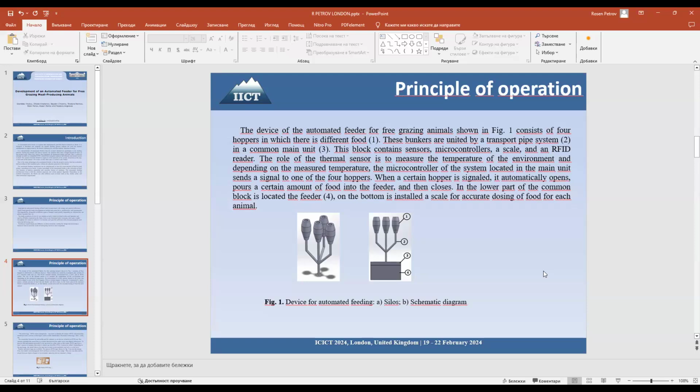The role of the thermal sensor is to measure the temperature of the environment, and depending on the measured temperature, the microcontroller of the system located in the main unit sends a signal to one of the 4 hoppers. When a certain hopper is signaled, it automatically opens, pours a certain amount of food into the feeder, and then closes. In the lower part of the common block is located the feeder itself, which is number 4. On the bottom is installed a scale for accurate dosing of food for each animal.